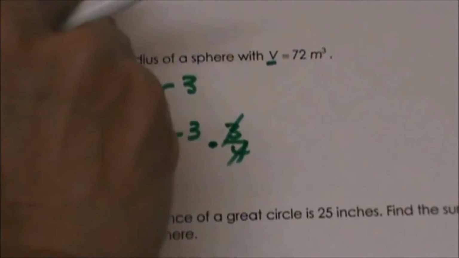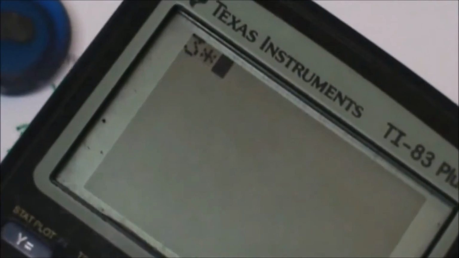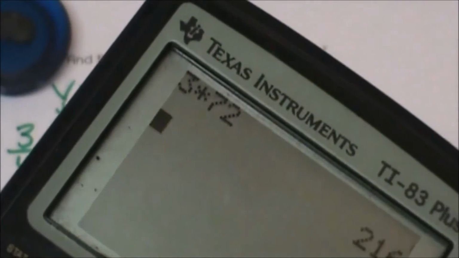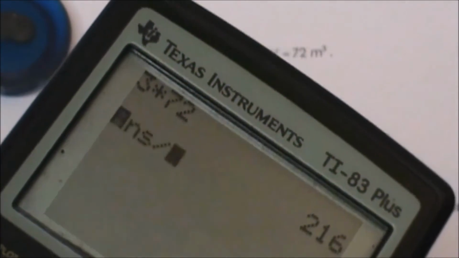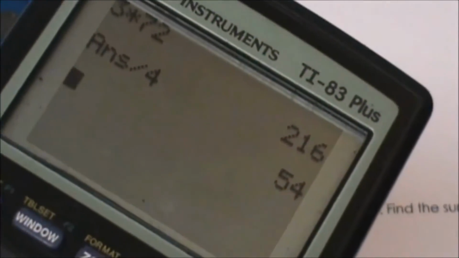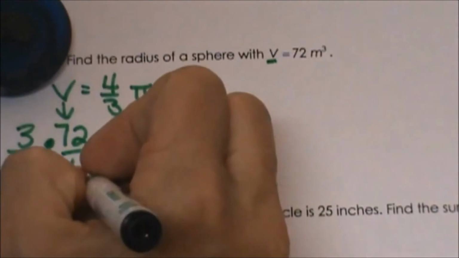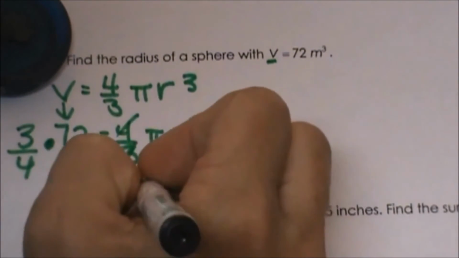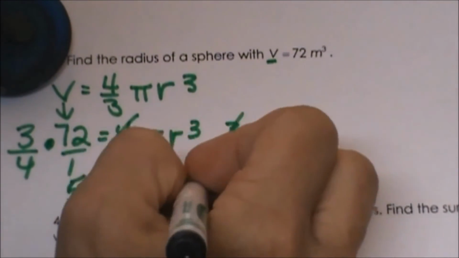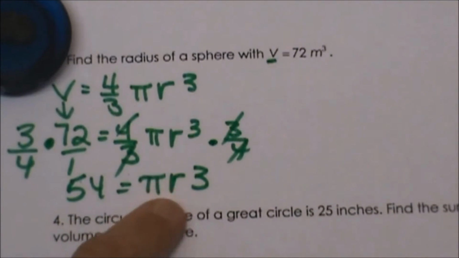So let's multiply 3 times 72, and we're going to divide that by 4. Okay, so this left side is going to simplify to 54. So we have 54 equals pi r cubed. Okay, we're getting closer, aren't we?